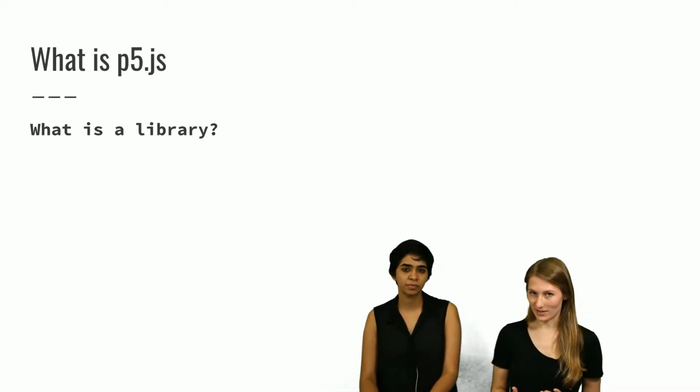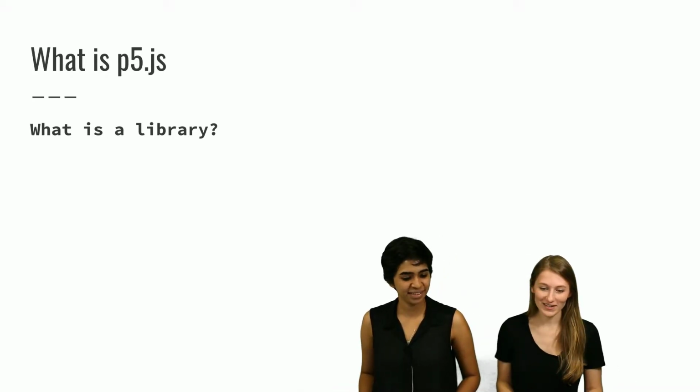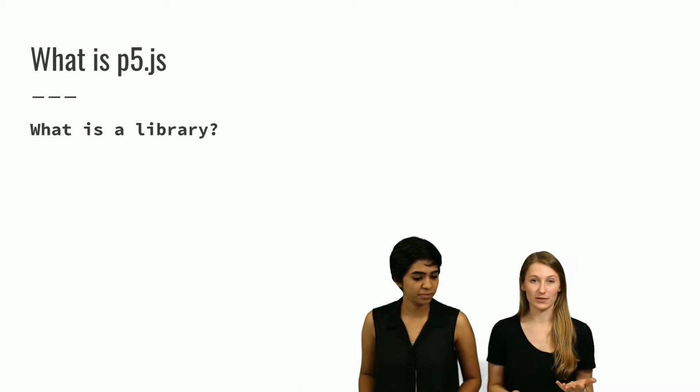So what is P5.js? Like we've been saying, it is a JavaScript library. And a library is a collection of functions written in a specific language, in this case, JavaScript. So what's a function? A function is a group of instructions that are referred to as one unit.